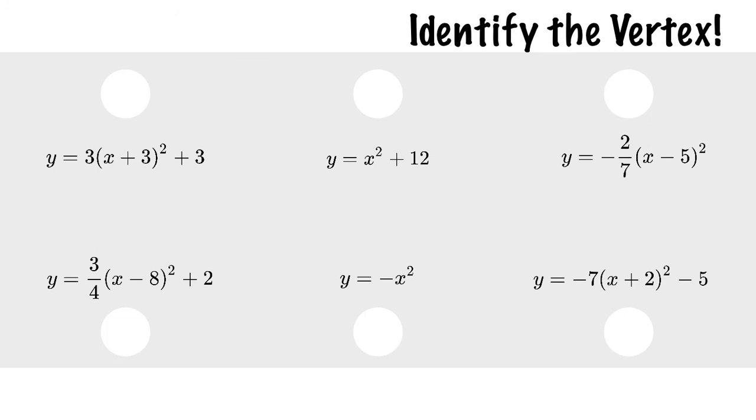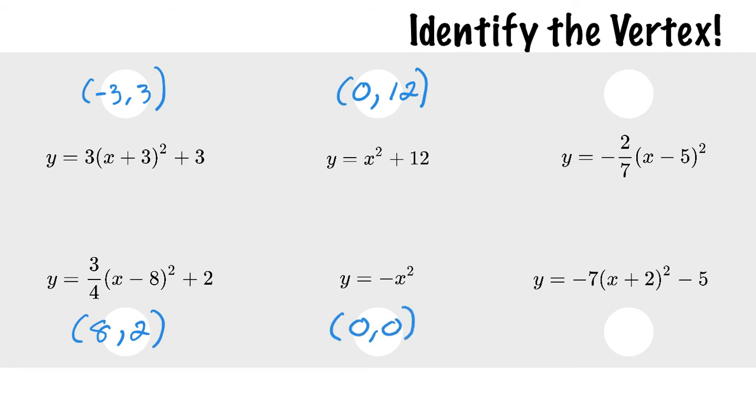So very quickly, identify the vertex in each equation. Flip h, keep k. Flip h, keep k. If there's no h, the value is 0. If there's no h or k, it's 0, 0. Flip h, no k. Flip h, keep k.